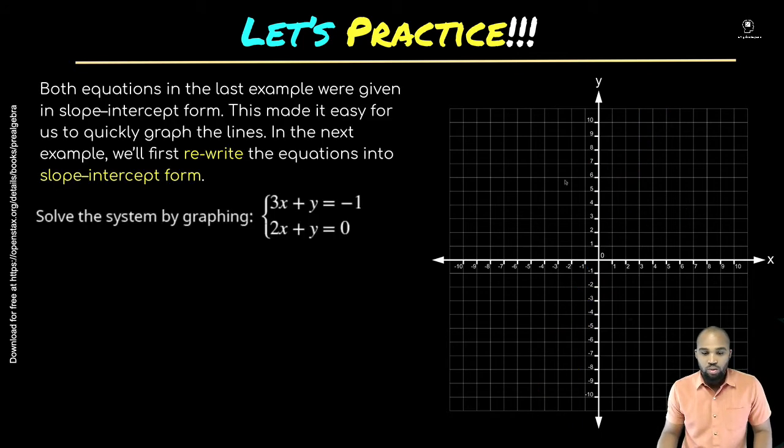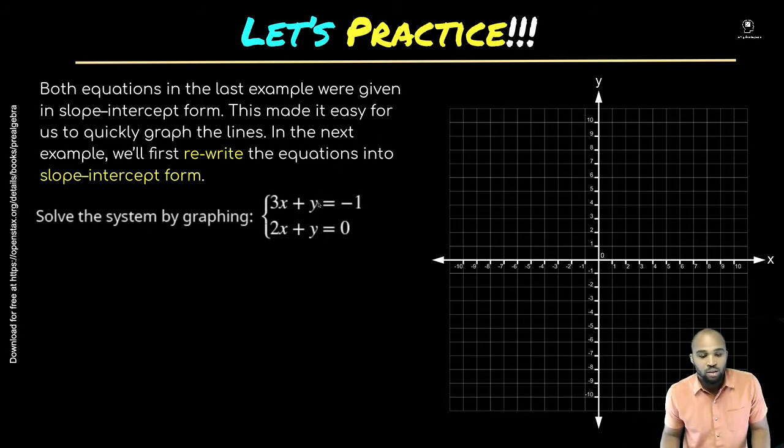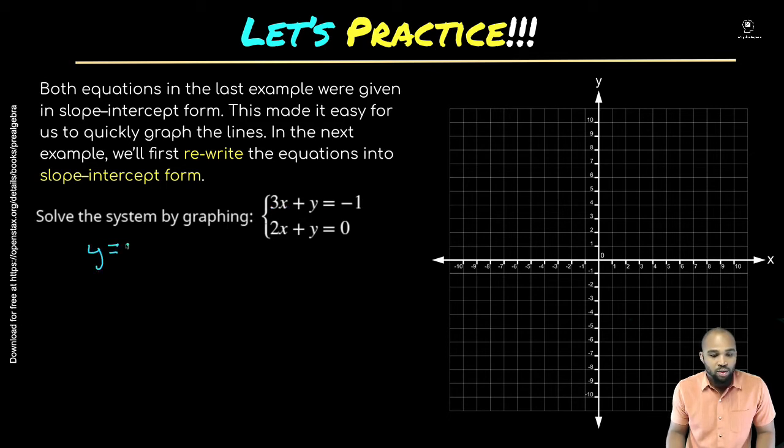All right, let's go to our next one. So the last two were in slope-intercept form. What if we get standard form? So we need to put it in slope-intercept form, and we've done this before. This first one, we're just going to subtract 3x on both sides. So that's going to leave me with -3x minus 1. For this one, we're going to subtract 2x, so that's going to be y equals -2x. There's nothing else over there.